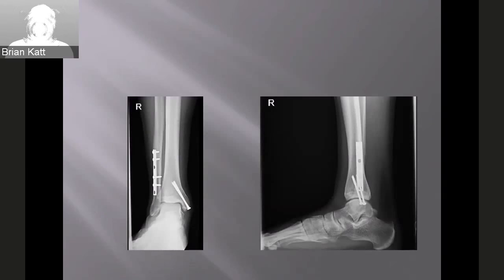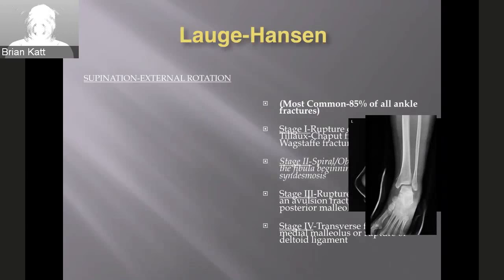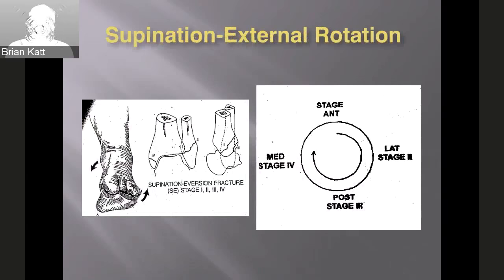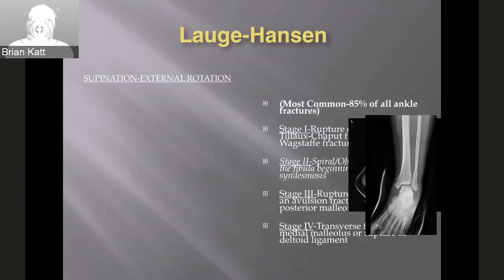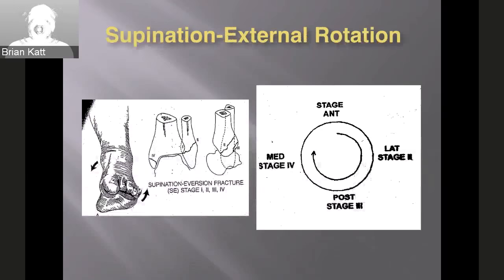Probably the most common injury is these supination external rotation injuries, where we'll have rupture of our syndesmosis, this more classic spiral fracture of the fibula, rupture of the posterior syndesmosis, and a transverse medial malleolar fracture or deltoid ligament injury.